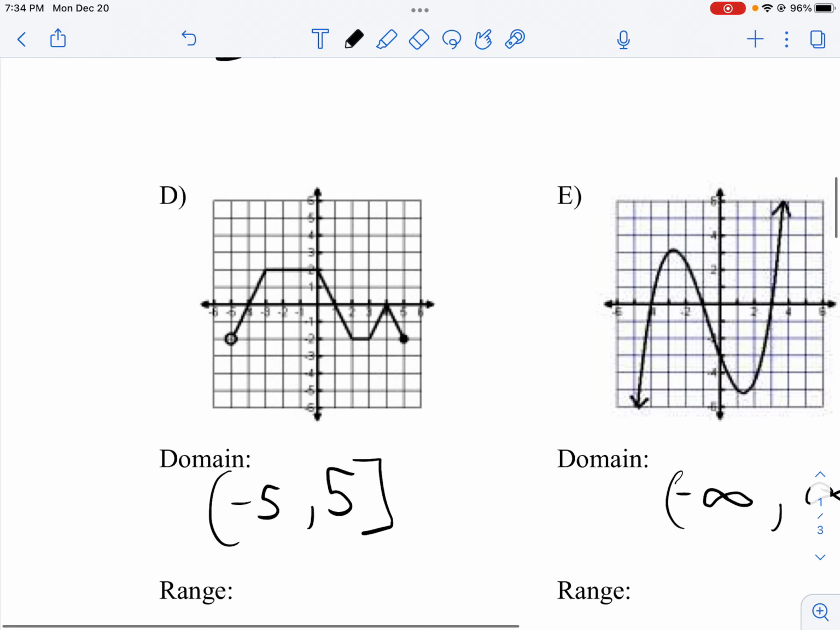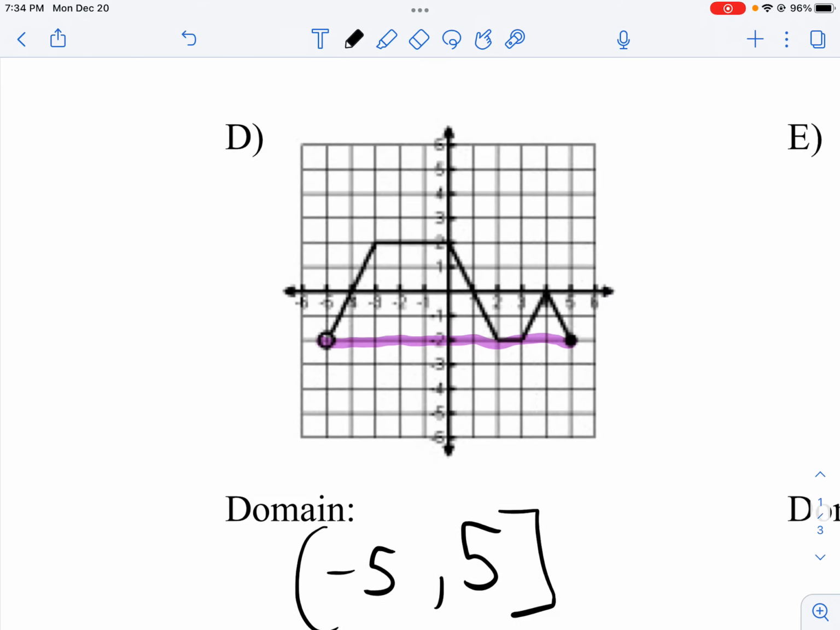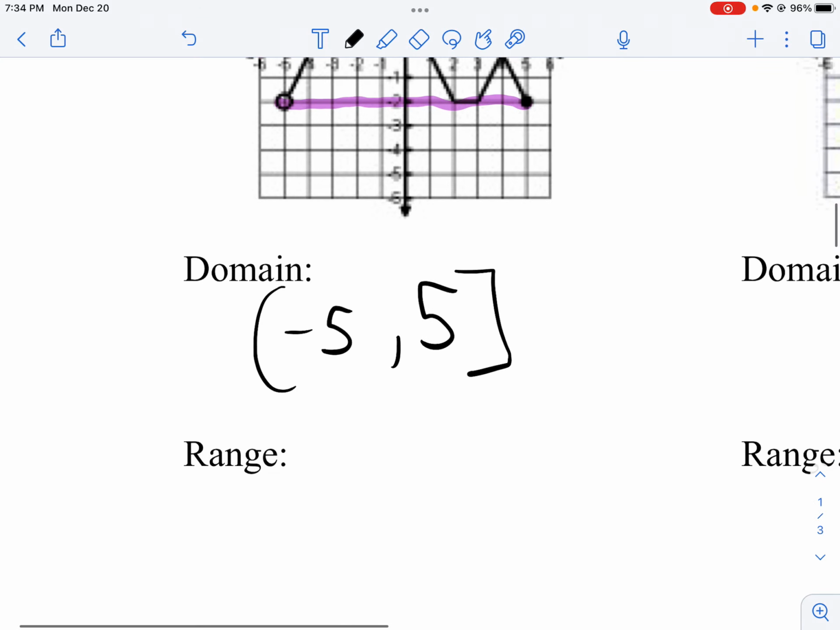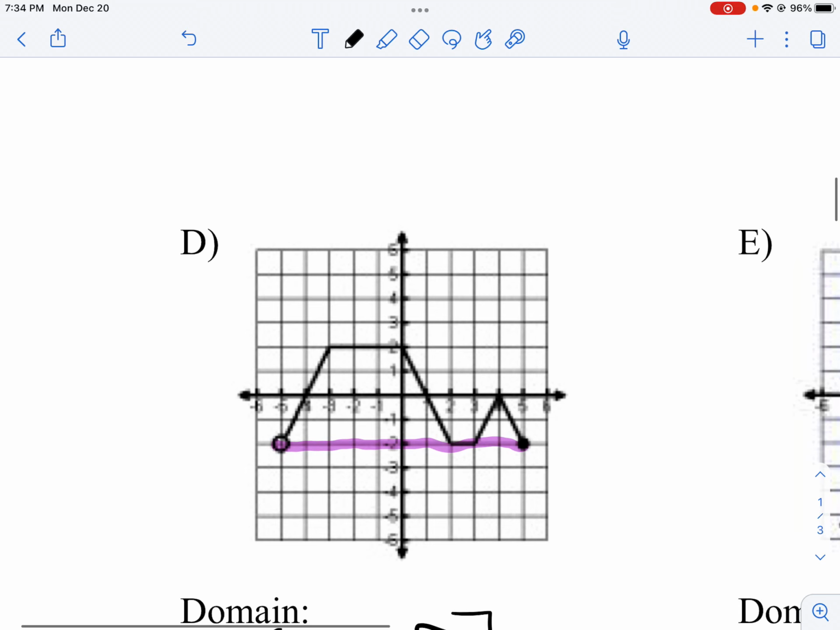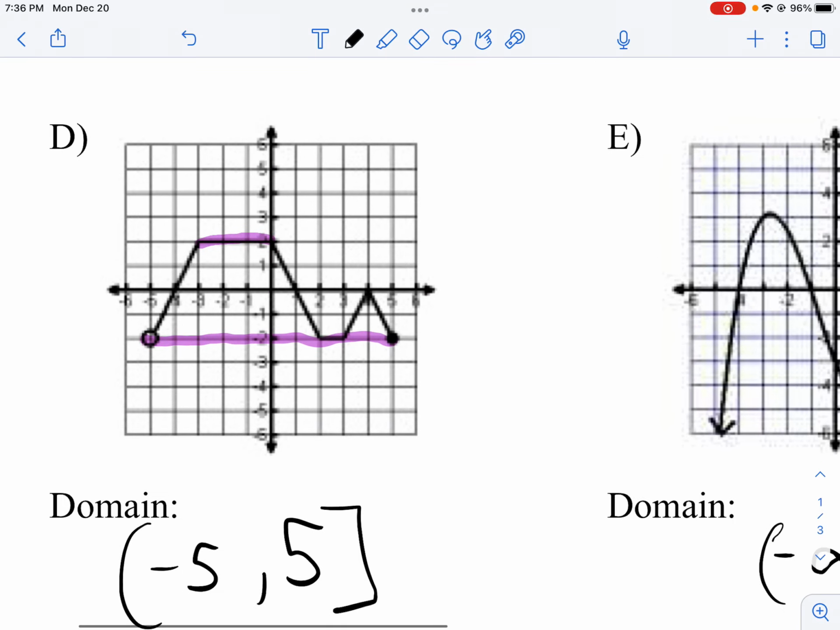Alright, next one. Our smallest y value occurs all the way along here. And we notice we have at least one closed circle, we have the value at least once at -2. So we use a bracket. And the highest point is going to be here on the graph, and I'd say, great! The highest point is at +2. We don't see any open circles, so we assume they're closed, and we use a bracket to denote closed circles.